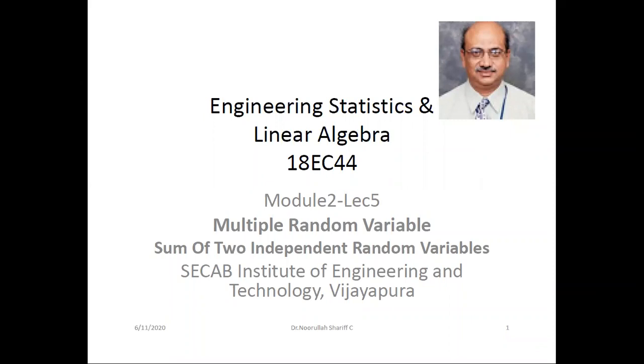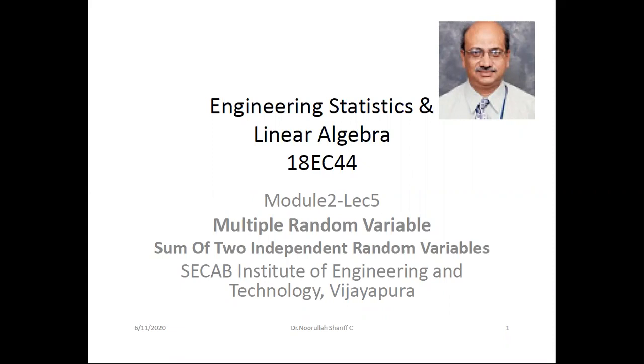So we are in Engineering Statistics and Linear Algebra, 18EC44. We are in module 2, lecture 5. In lecture 1, we did the bivariate PDF and CDF, and then the bivariate expectation in lecture 2, and then in lecture 3 we saw the bivariate transformation. Then we considered the Gaussian independent random variables in lecture 4. Now we are in lecture 5, which corresponds to the sum of two independent random variables.